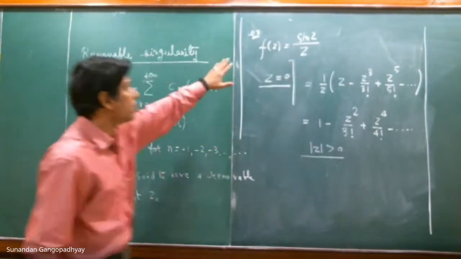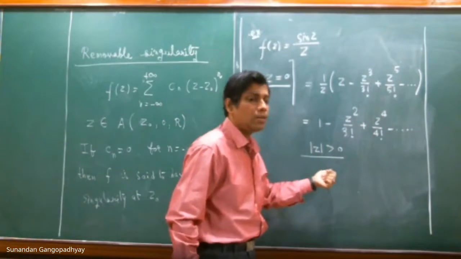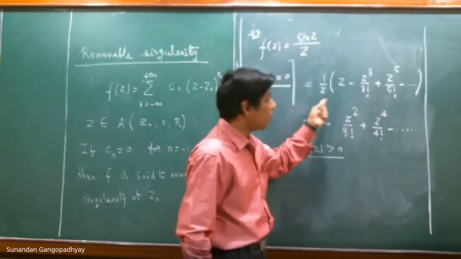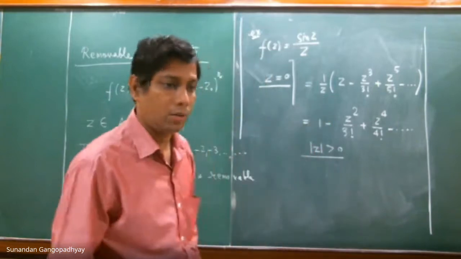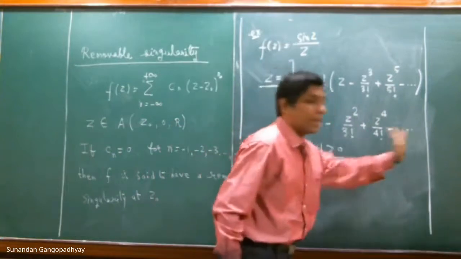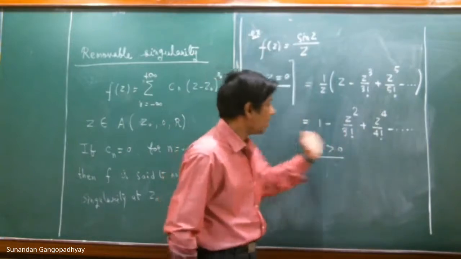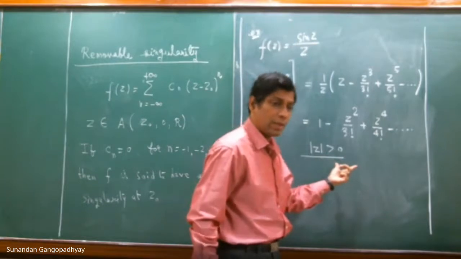The expansion of this function in this way is not really true at z equal to 0, because you cannot divide by z equal to 0. So the function is really undefined at z equal to 0. And this expansion is a Taylor series expansion, or rather a Laurent series expansion, in the region mod z greater than 0.